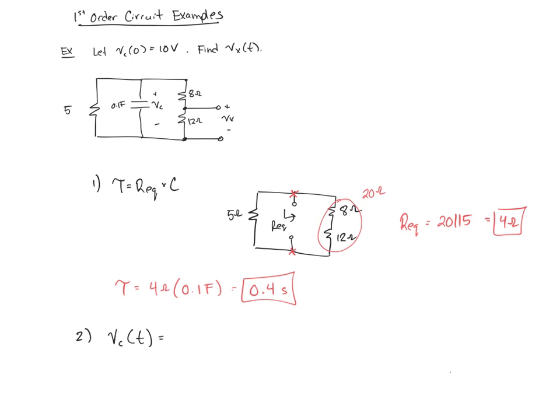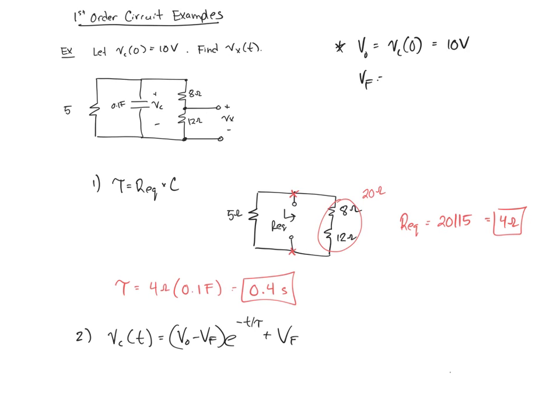So Vc is again equal to V naught minus Vf, times e to the minus t over tau, plus Vf. So we need to know the boundary conditions. Now, one of those was given to us in the beginning of the problem, that V naught, which is what Vc at time 0 is equal to, is 10 volts.